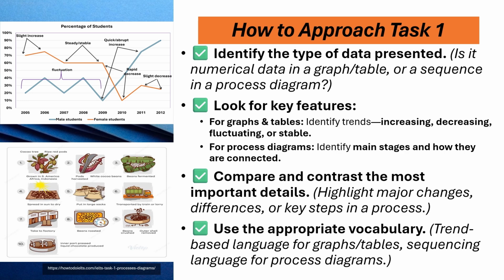For graphs and tables, use trend-based vocabulary like rose significantly, decline sharply, or remain stable. For process diagrams, use sequencing words like first, next, then, and finally to describe how the process unfolds. By following these steps and using the right vocabulary, you'll be able to describe any task 1 question effectively.